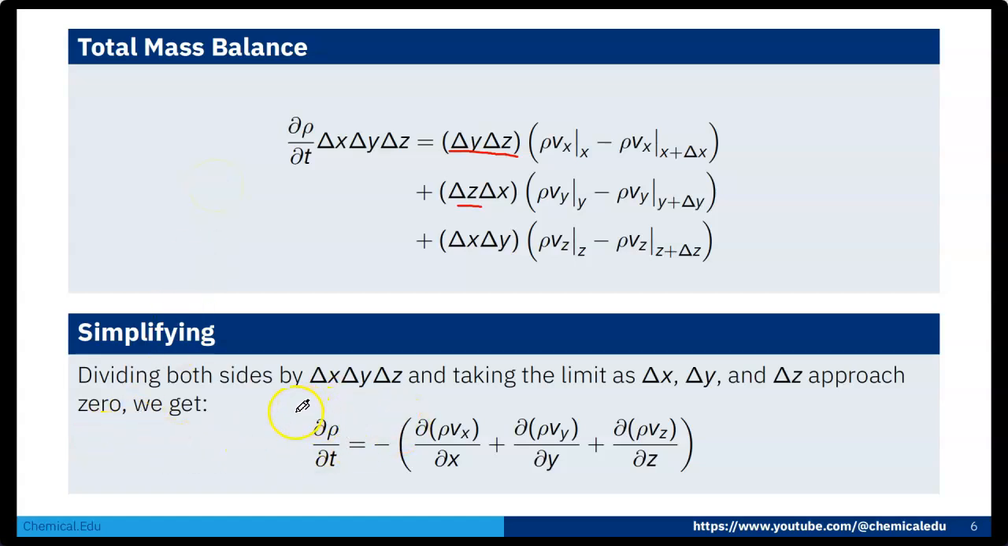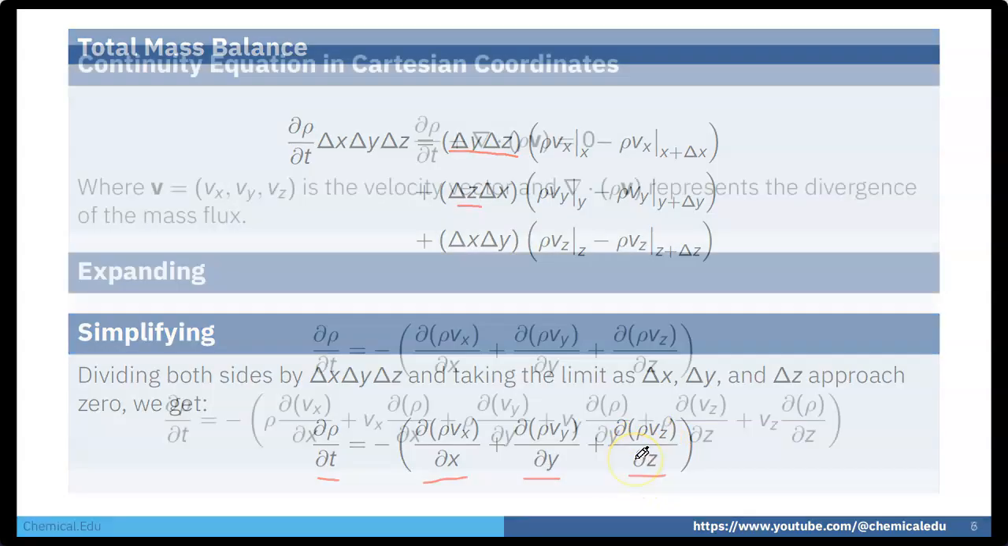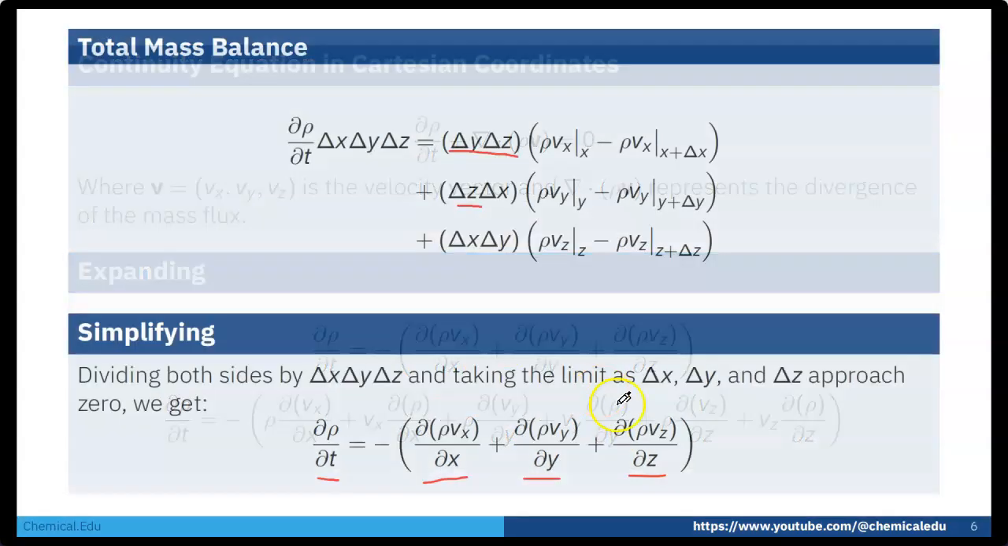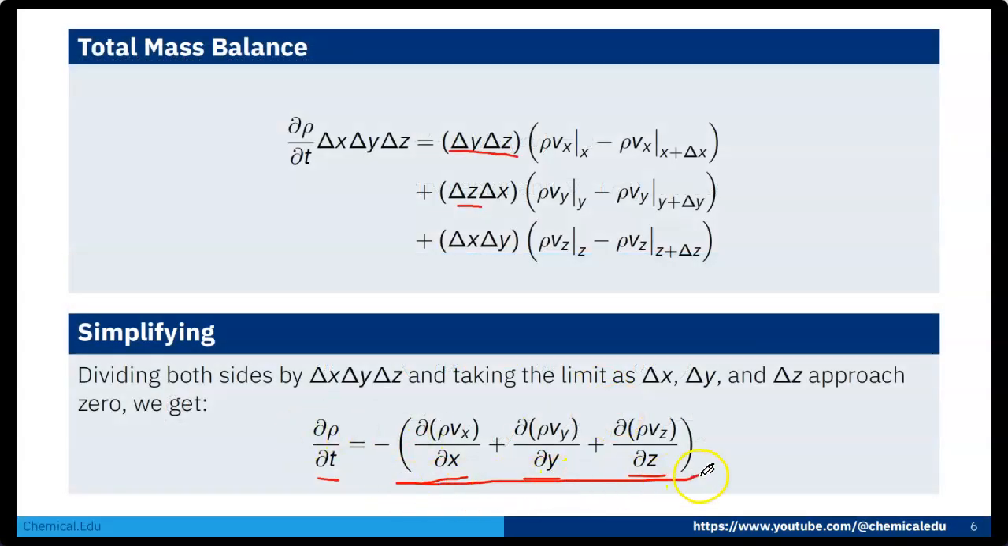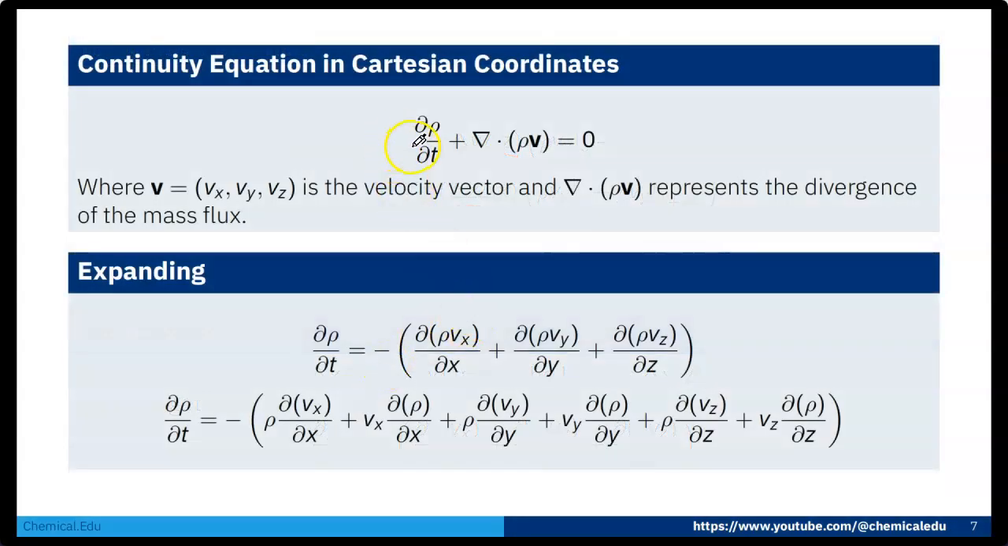So we will get the partial derivative of rho with respect to t minus partial derivative of rho Vx with respect to x, partial derivative of rho Vy with respect to y, partial derivative of rho Vz with respect to z. Now from the vector identity, we can easily write that partial derivative of rho with respect to t plus divergence of rho v is equal to 0.